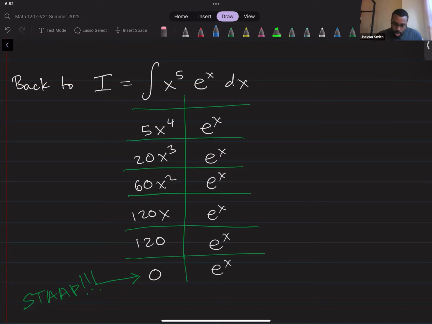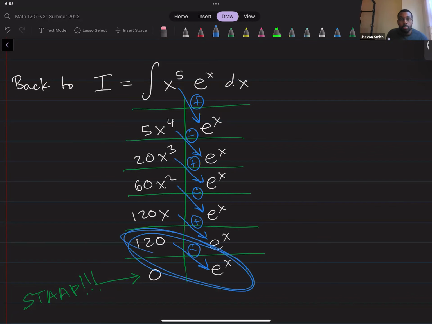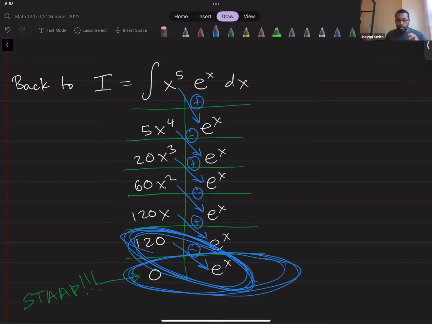Then you do those products. x to the 5th times e to the x takes a plus sign. The next one takes a minus sign, then plus, then minus, then plus, then minus. And that is an important component, which is why we couldn't stop at the row before. This is the final u times v, and then the last row is going to be the v du. If I didn't do the last row, I'd miss out on the last u times v in the chain.